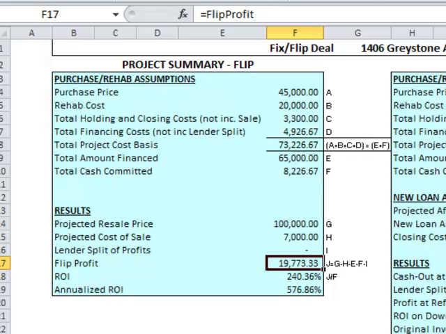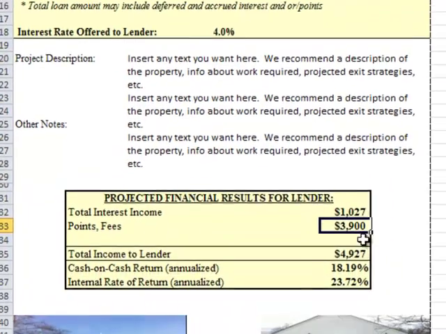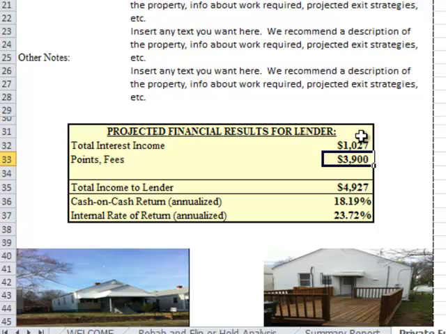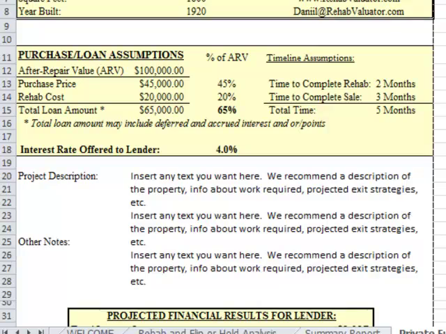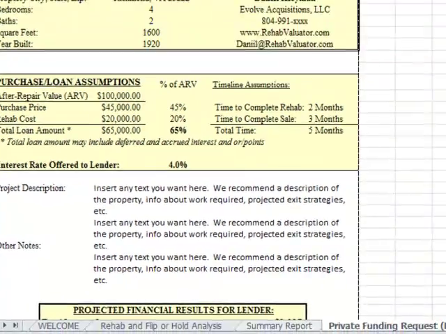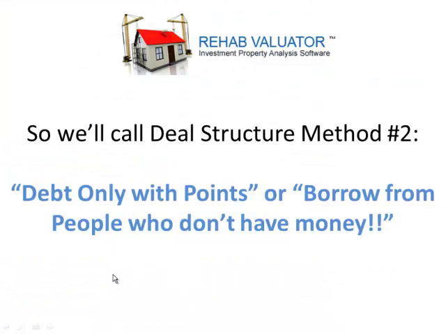And this is very powerful, and the way you make it worthwhile to them is by offering them these points up front. I mean, to a lot of these people, making $4,000 just by writing you a check is huge. It's powerful. So that's one tip that is kind of unconventional. So we'll call deal structure method number 2 debt only with points, or borrow from people who don't have money. Seriously, write this down. It's pretty slick.